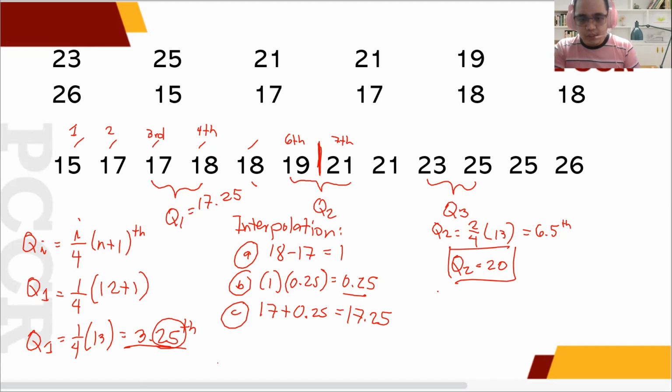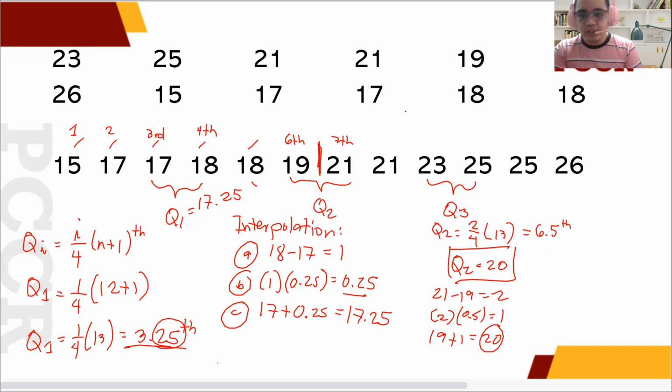But if you want to compute it, you can subtract 21 minus 19. We have 2. Then multiply that 2 by the fraction 0.5, you get 1. And then lastly, you have 19, which is the 6th. Then plus 1, you have 20. So 20 is really the quartile 2.